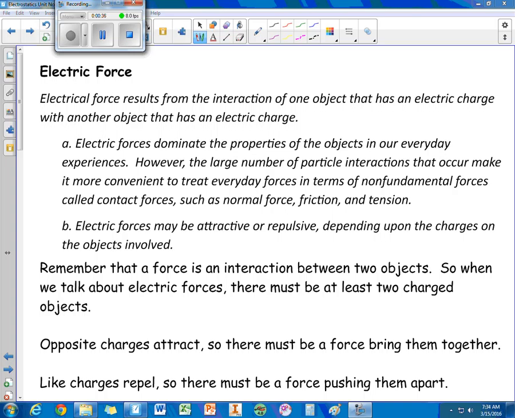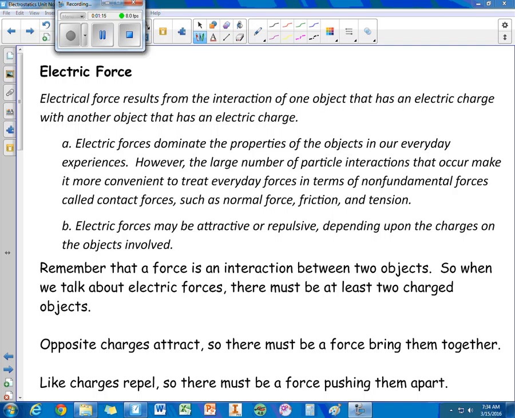Now, this electric force dominates the properties of objects in our everyday experience. The reason why we can stand is because there's an electrical repulsion between our feet and the floor. It's just a large number of particle interactions that occur all the time. We treat it in terms of everyday non-fundamental forces, like contact forces or normal forces or friction or tension. But all those forces, contact, normal, friction, tension, are the result of electrical forces.